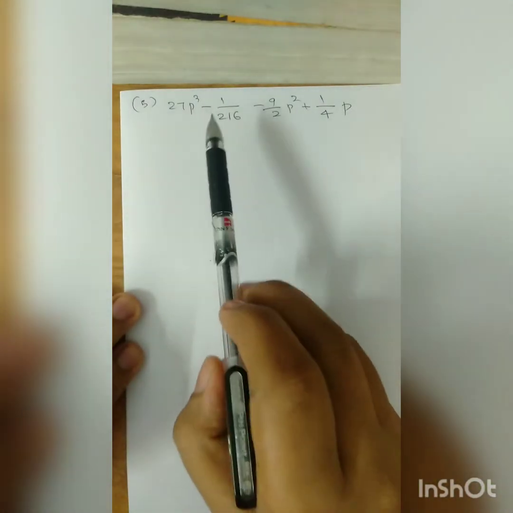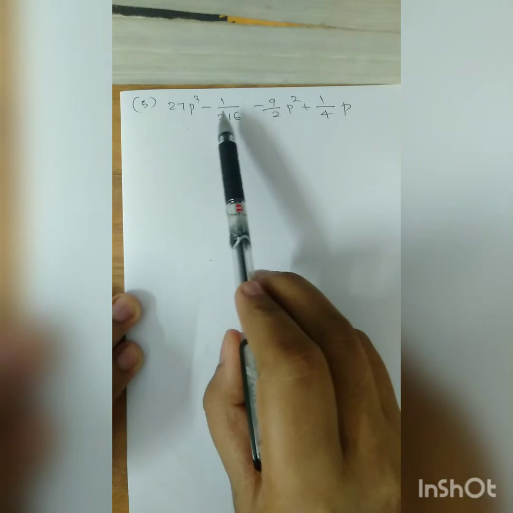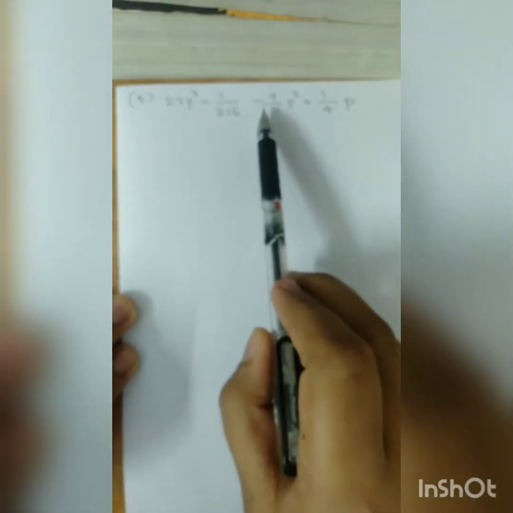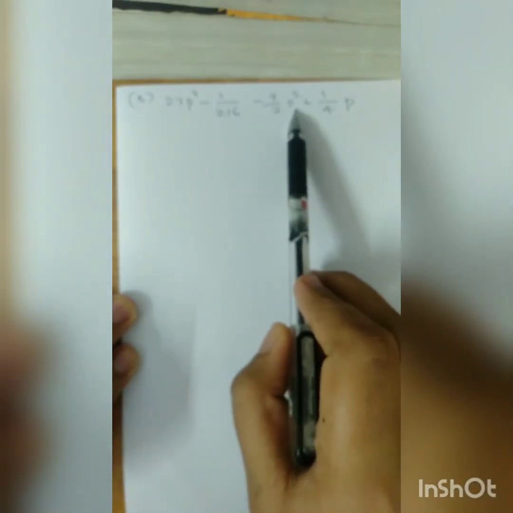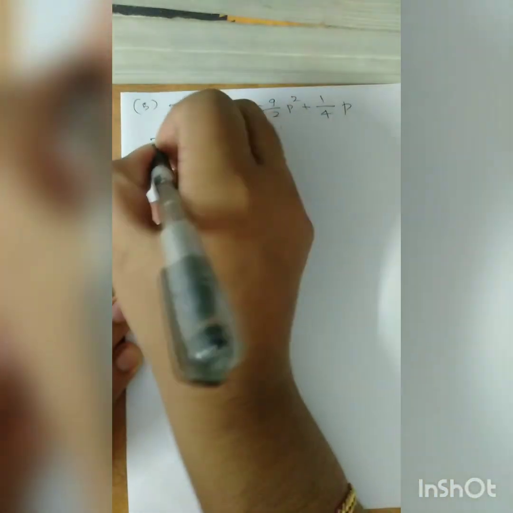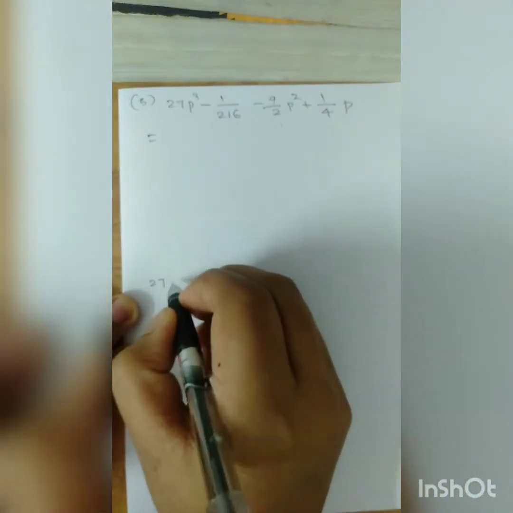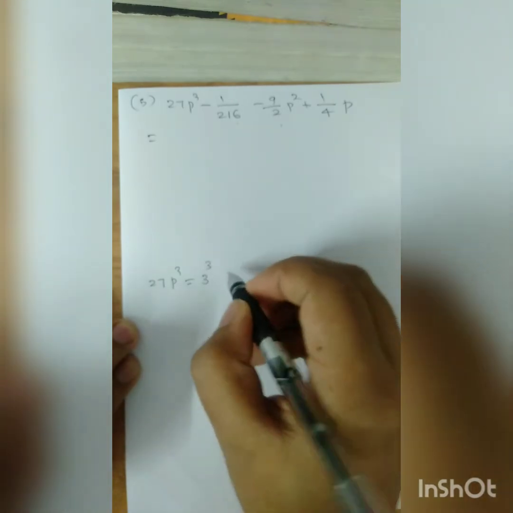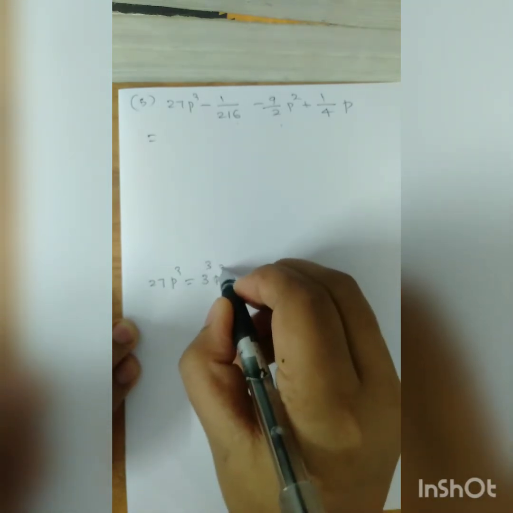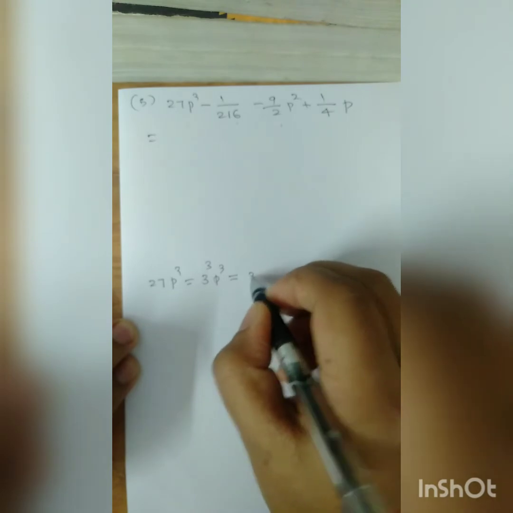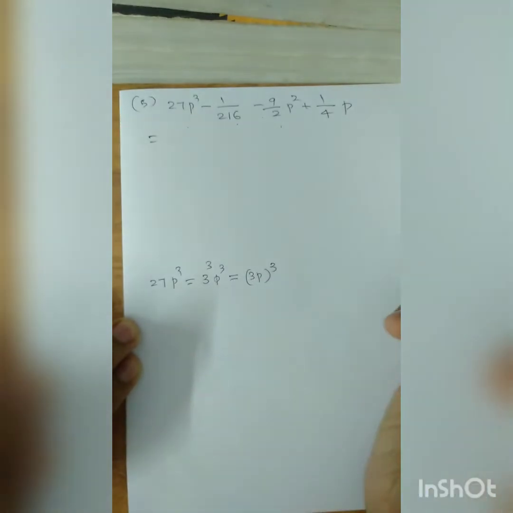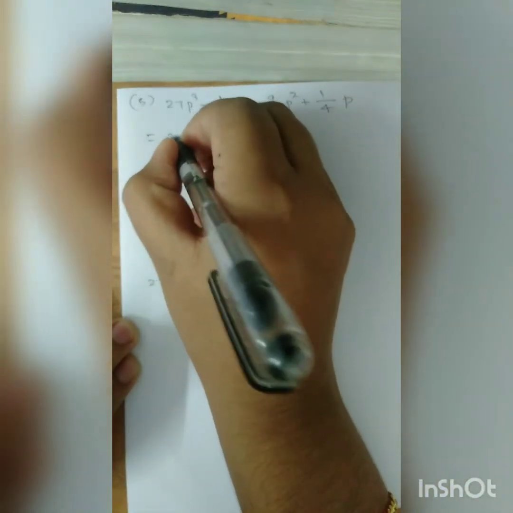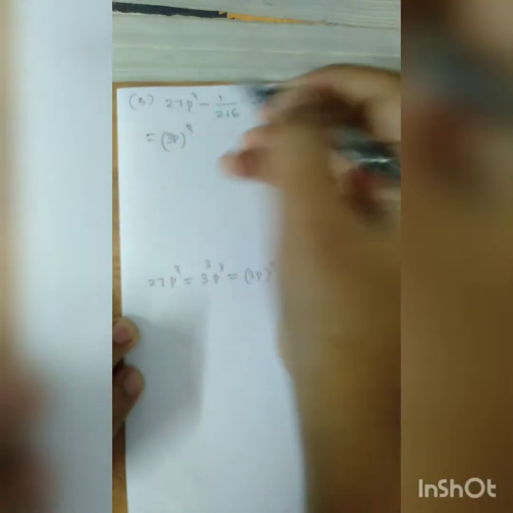Then next question, 27p cubed minus 1 by 216 minus 9 by 2p squared plus 1 by 4p. So we consider the first term 27p cubed. 27 is equal to 3 cubed. So 27p cubed is equal to 3 cubed into p cubed, which is equal to 3 into p the whole cubed. So this term can be written as 3p the whole cubed.